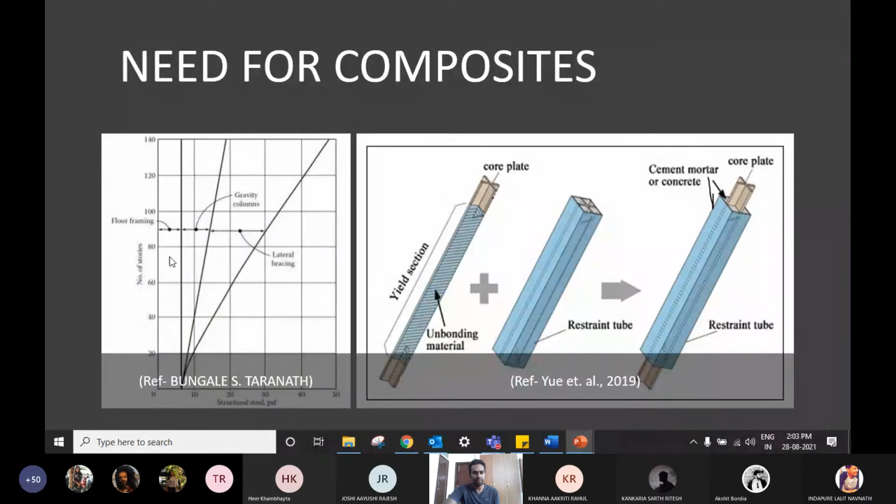This particular picture that we had discussed in one of the previous lectures: we know when the building goes tall, for a given region, for the given earthquake and wind forces it experiences, you might have to increase your column size, right? Because for lateral forces, you need to start increasing your lateral capacity itself using shear walls or bracings and things like that.